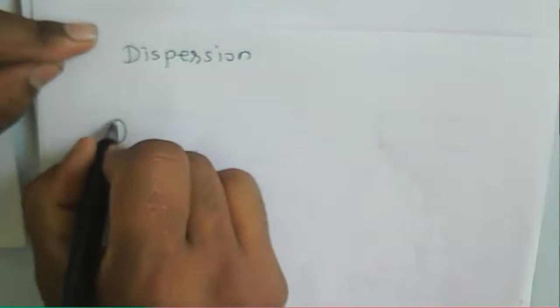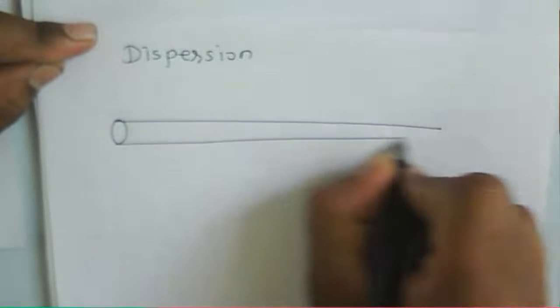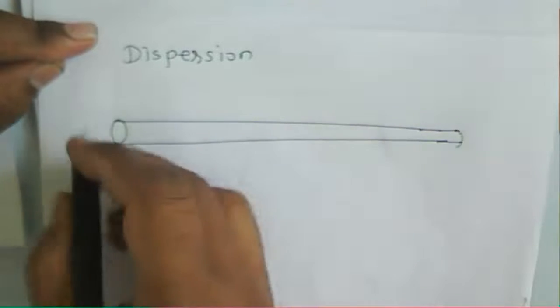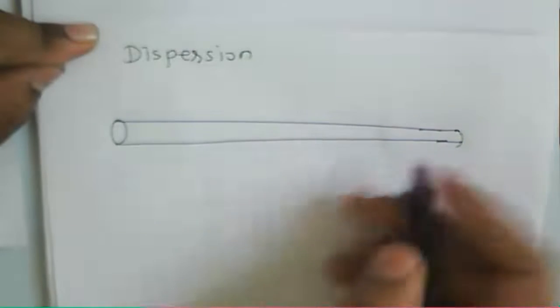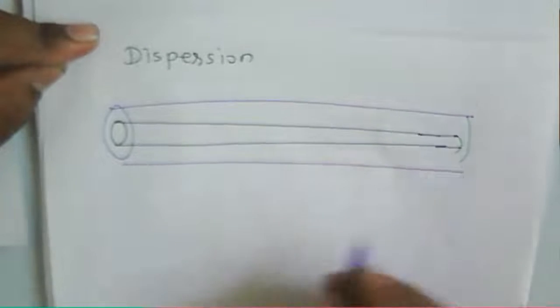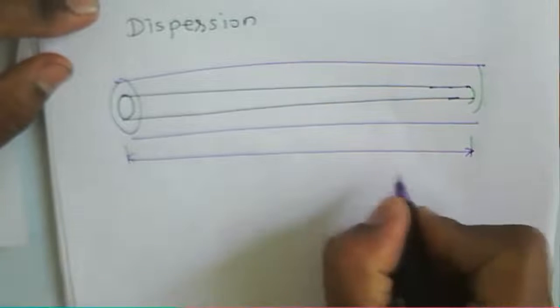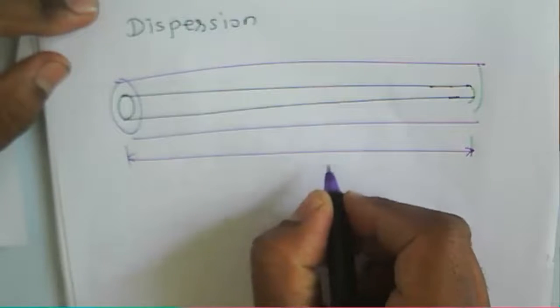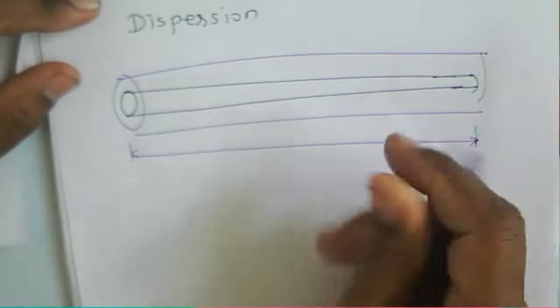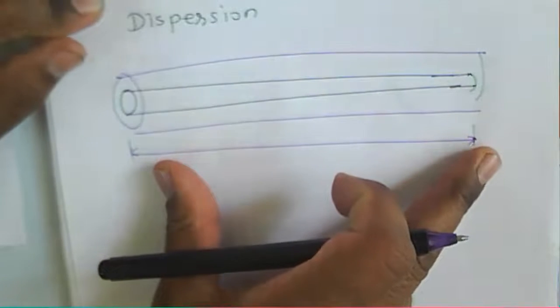In the case of dispersion, what happens? Whichever signal is transmitted from this optical fiber core for the longest distance, just consider that the core size is the same. We have a particular length of fiber. If that fiber length is increased, there may be attenuation. Similarly, if the fiber length is increased, there may be dispersion.